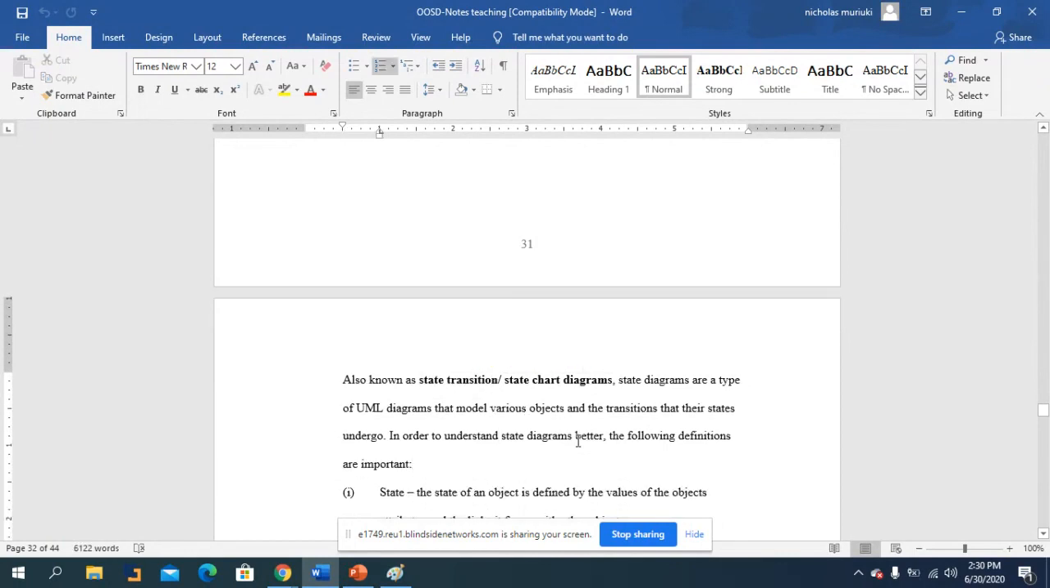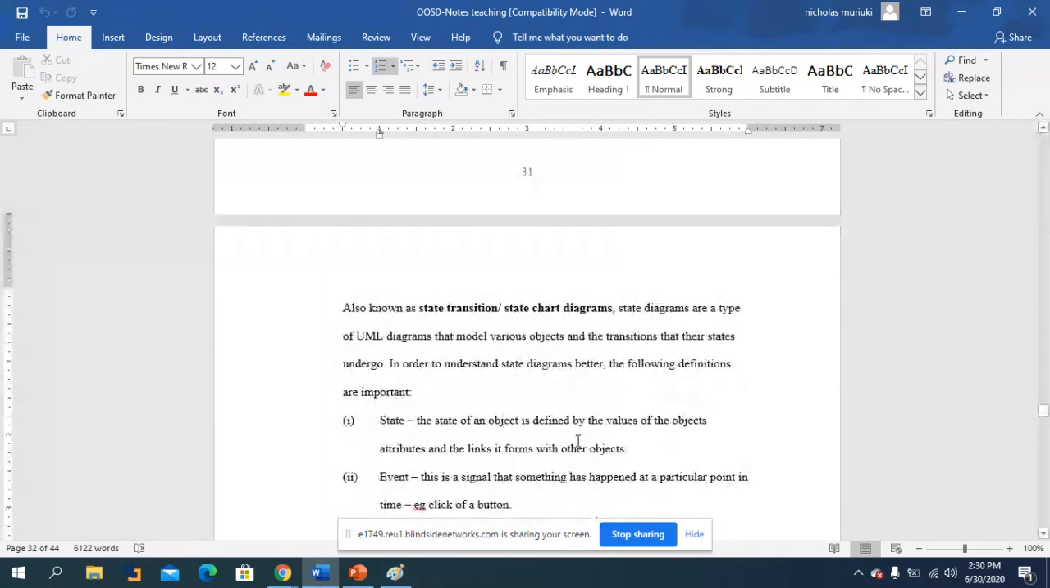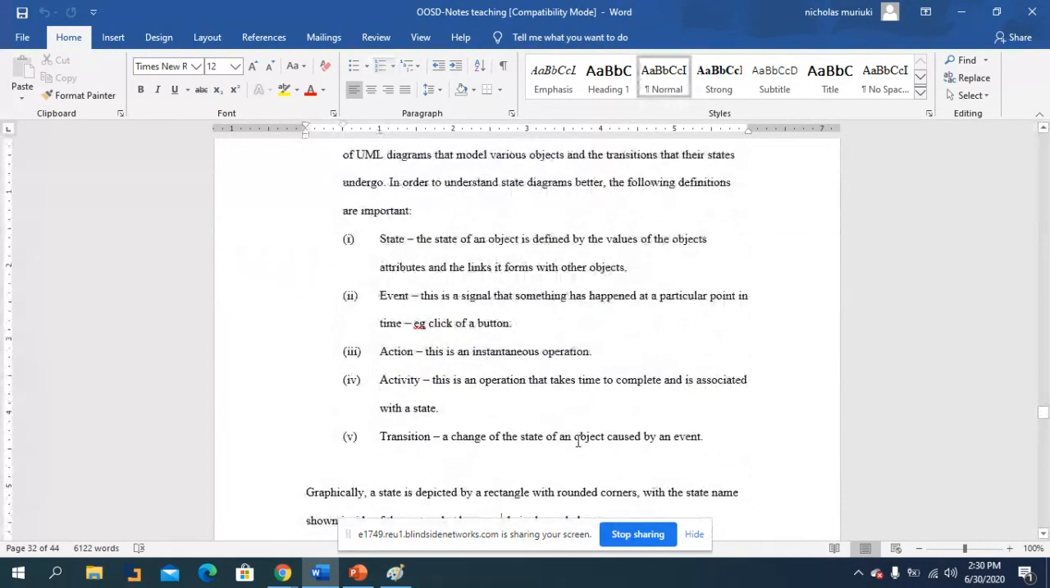One of the defined definitions that we have is the state. Then the next one is the event, the next one is action, the next one is activity, and the next one is transition. So we can say these are the important parts of a state diagram. These are the things that we require in a given presentation so that the state diagram, or the state machine, can work.